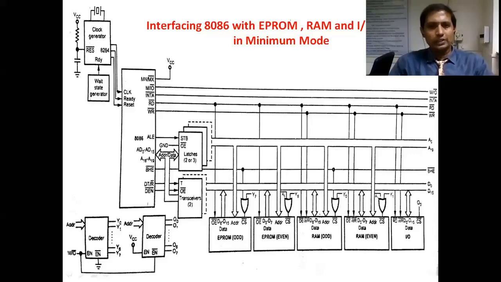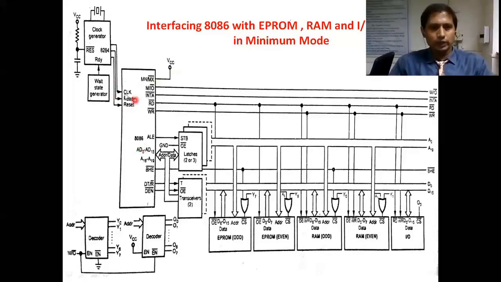So what is the first step for selecting minimum mode? The MN by MX bar signal here is connected to VCC. Then automatically our mode is minimum mode. I already mentioned that in minimum mode all control signals are generated by 8086 only. Let us see here. This is your 8086.